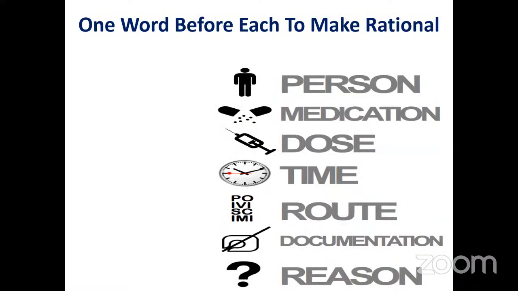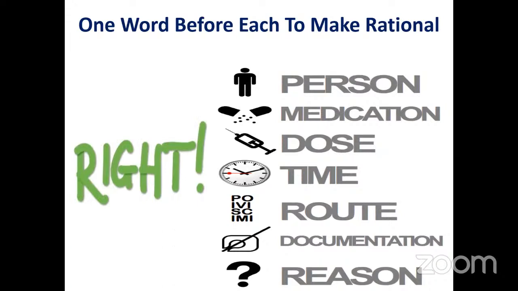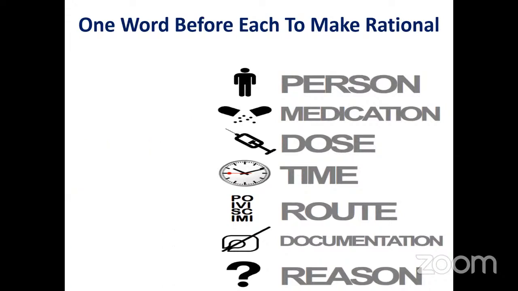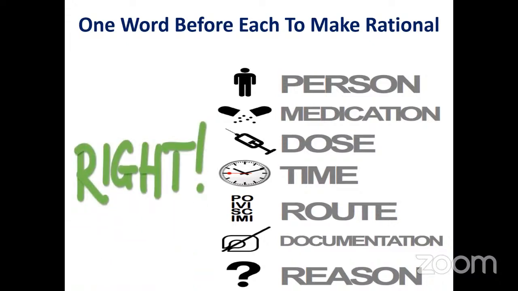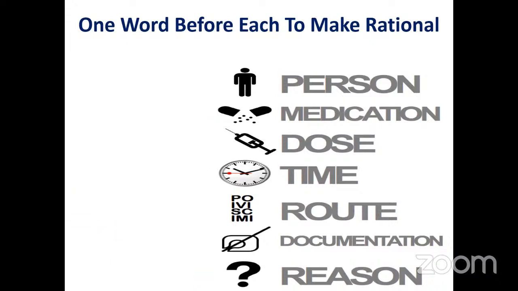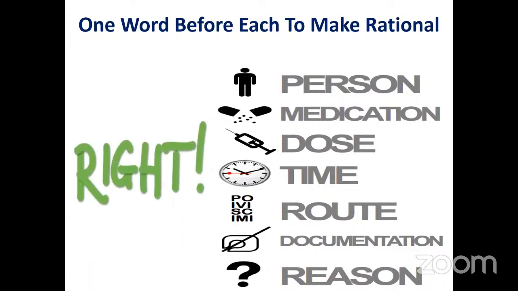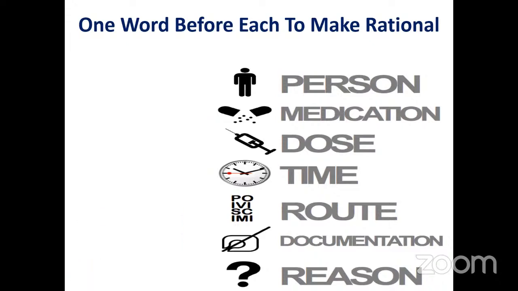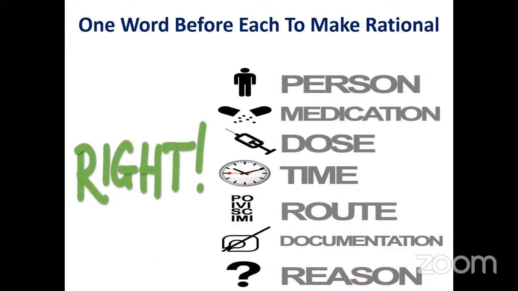So here, just one word. If you write the single word "right" here, it becomes rational. You remove this, it becomes irrational. You write this, it becomes rational. So right person, wrong person, irrational. Right medication, wrong medication, irrational. Right dose, right time, right route, right documentation, right reason why you are giving.